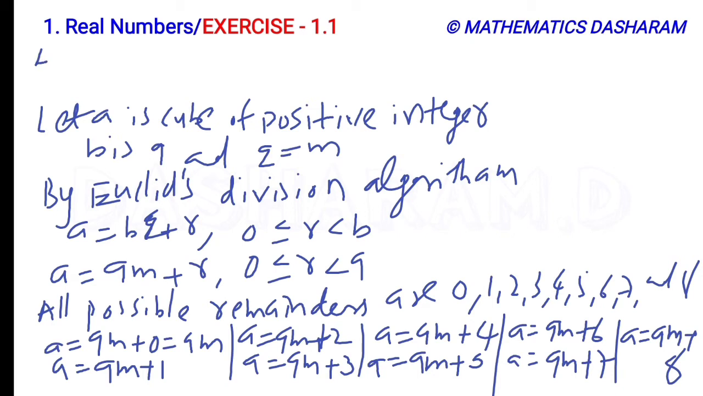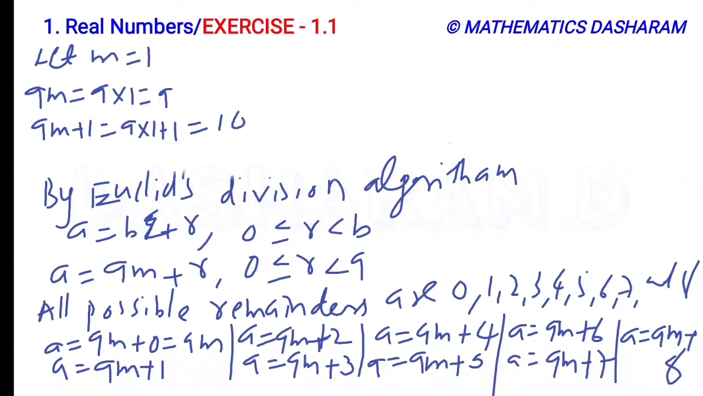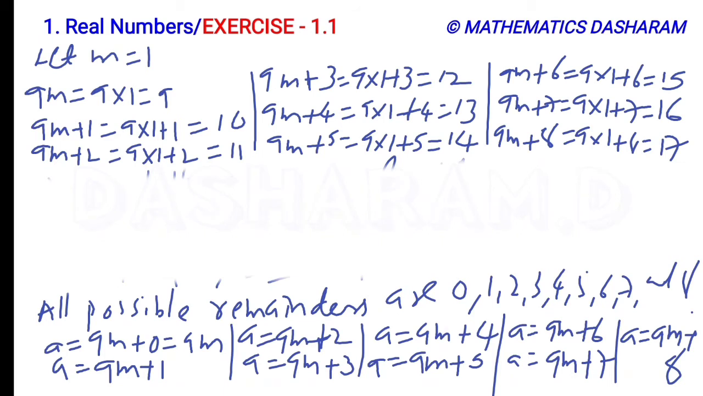So now I am selecting one m value, that is 1, and I am going to verify which is a cube of a positive integer. First value is 9m, so 9 into 1 equals 9. Next, second value: 9 ones are 9, 9 plus 1 is 10. Next, third value is 9m plus 2, so 9 into 1 plus 2, 11. Next, 9m plus 3. So here I substituted m equals 1 in all the terms.